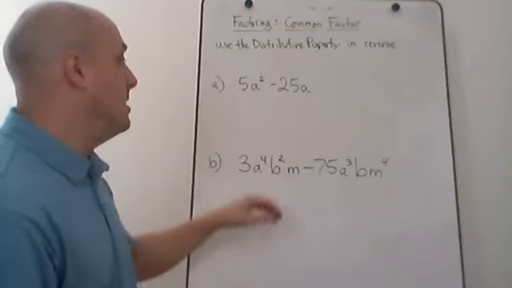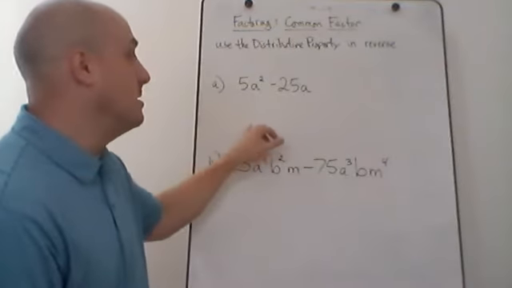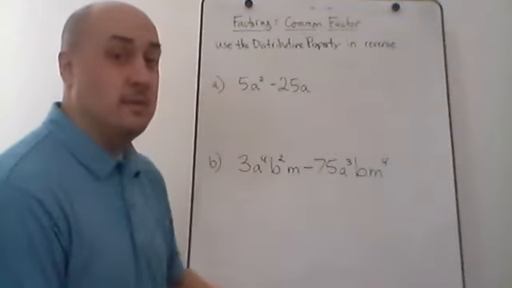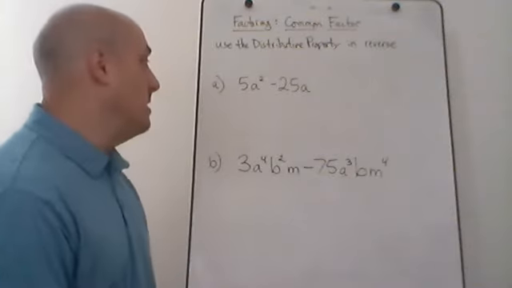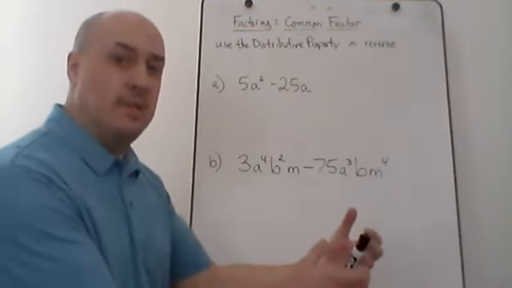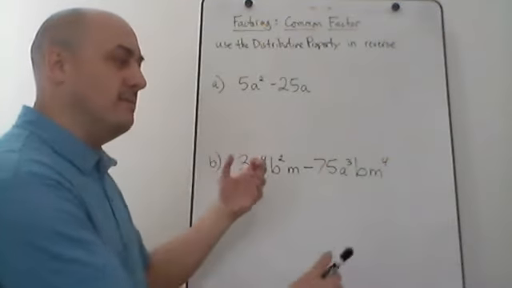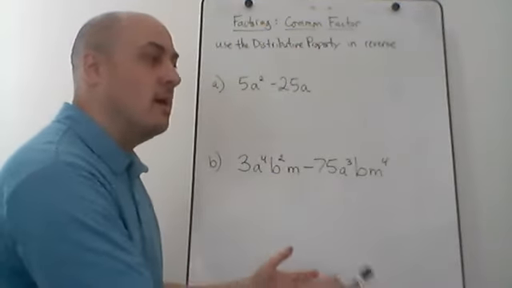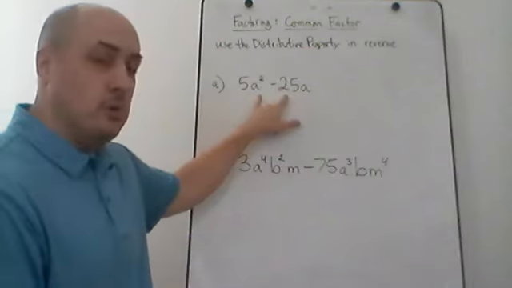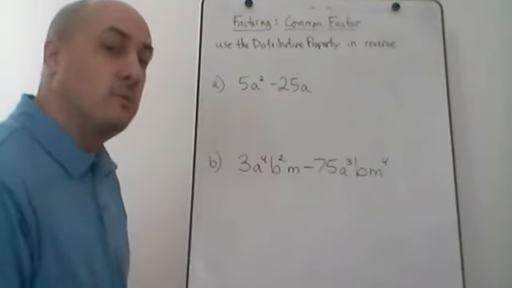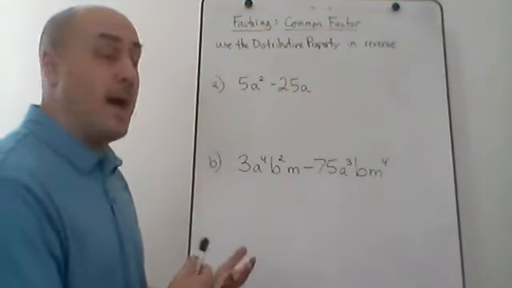Remember, the distributive property is when I have something outside of a parentheses and I distribute it, I multiply that into the parentheses. But what we're doing here is taking the result of that and asking, what would this look like before I used the distributive property? What can I pull out of this, and then what do I put in parentheses so that when I distribute it, I end up with what I have out here? That's basically the distributive property backwards.